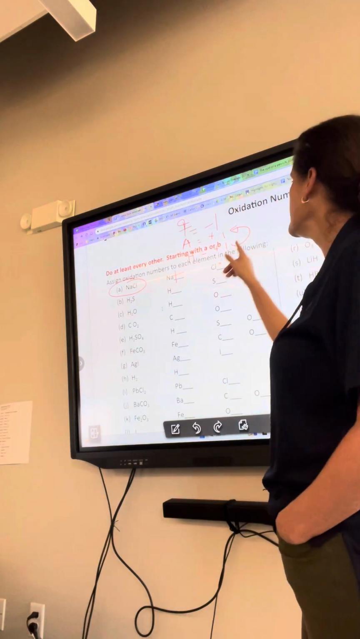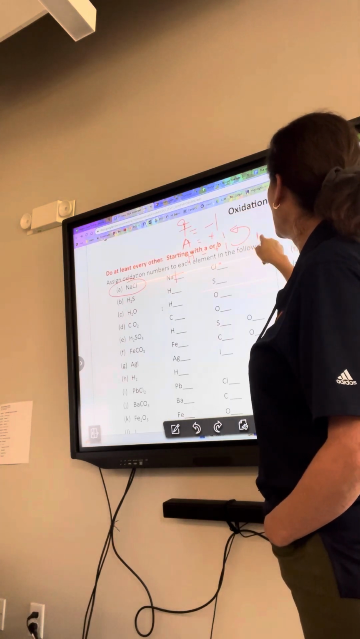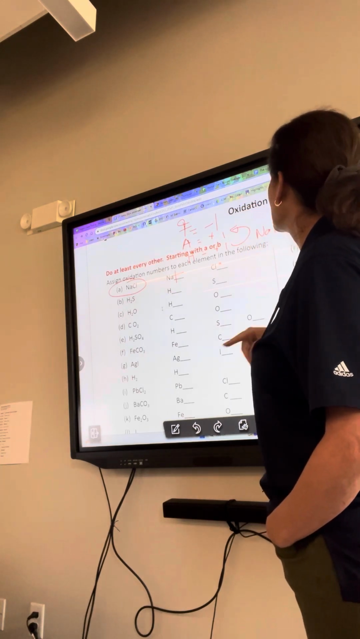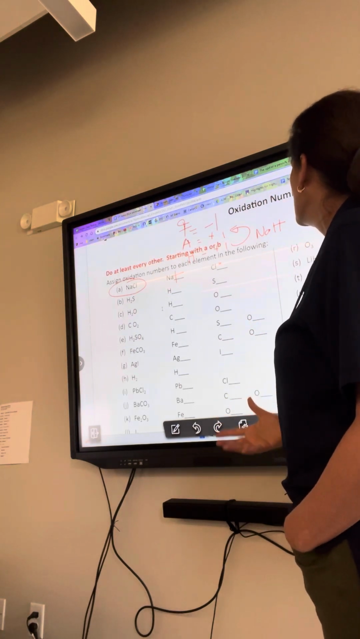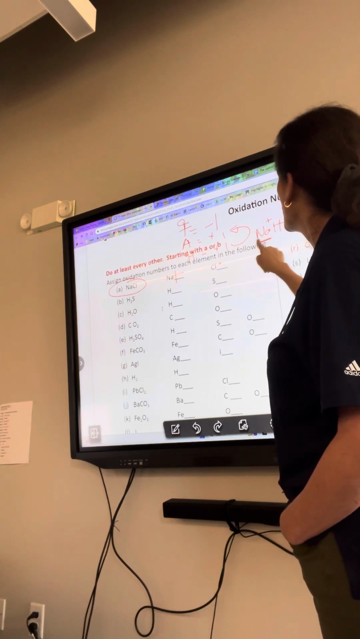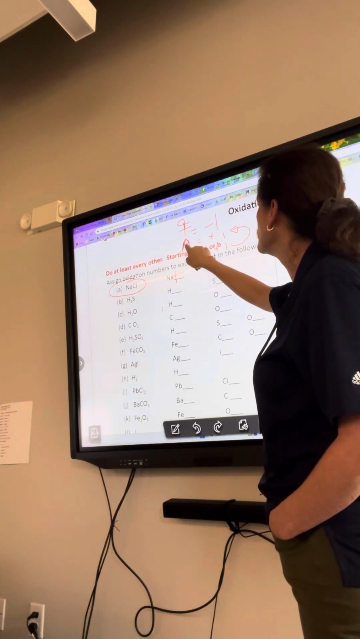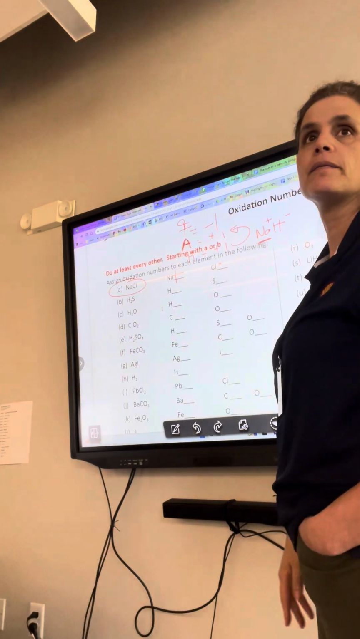So obviously if it's a metal hydride, NaH, alkali metal hydride, it will be negative. It'll be -1 and this will be +1 because this one has no exceptions. Alkali metals have no exceptions. What are the exceptions for hydrogen? Alkali metals.